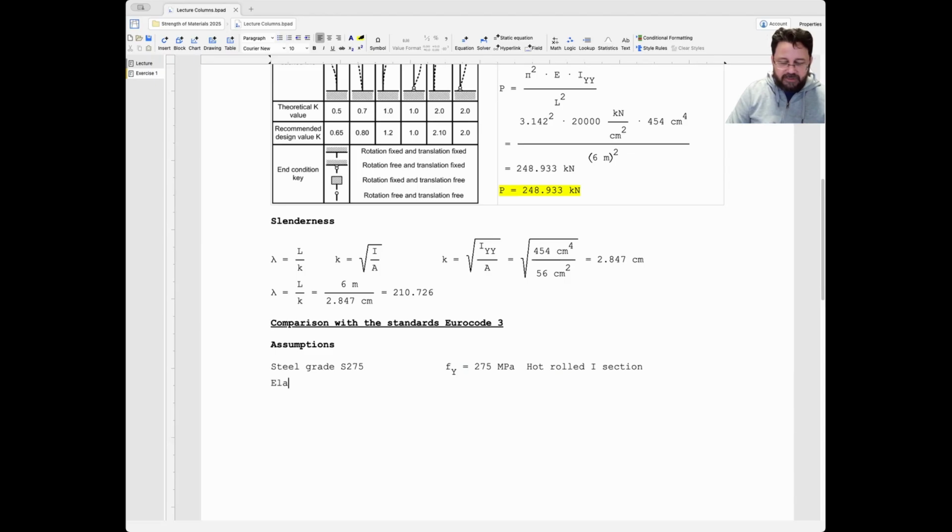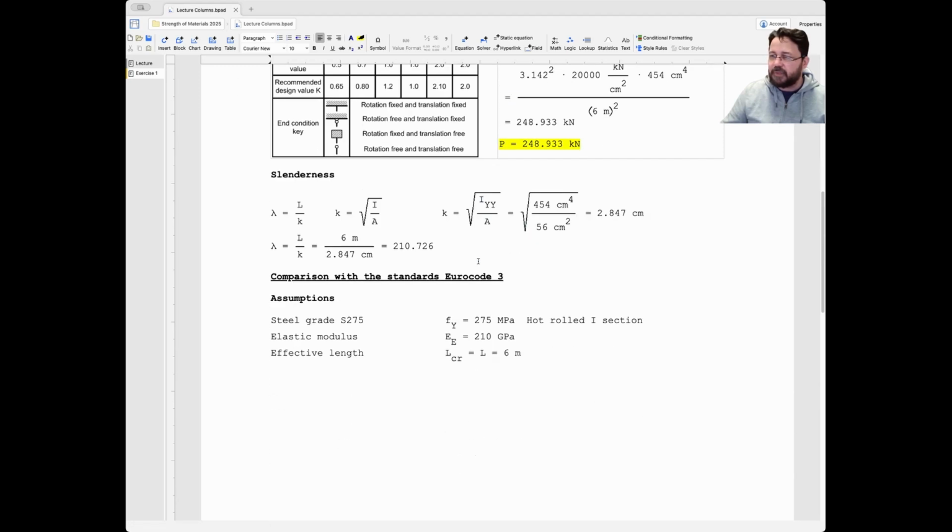Then let's say we're going to have an elastic modulus, E. I'm going to write it like this to differentiate it from the one we used before, so it doesn't create conflicts in the software. We're going to call it 210 gigapascals, or we can use the same 200 just for comparison. The length is going to be the same, but the effective length we're going to give a different name to keep track of things. I'm going to call it L critical, and that's going to be equal to the L that we have here. And the area of the section is going to be the same.